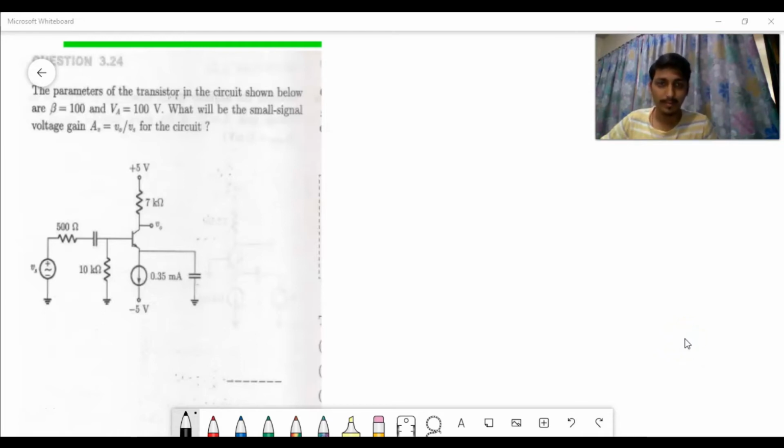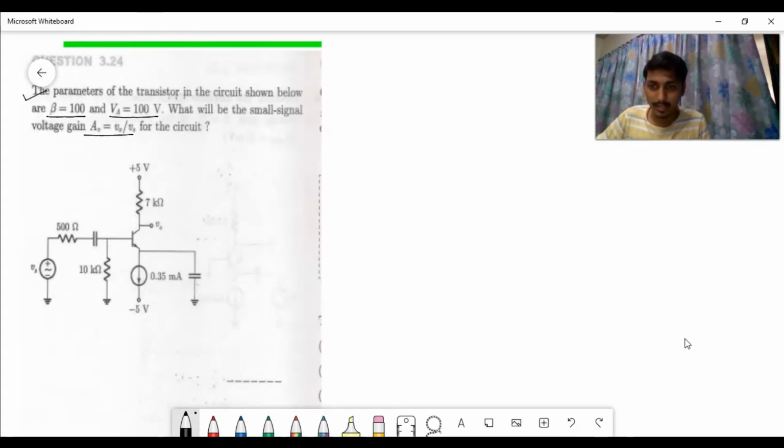A new kind of problem, which is a small signal voltage gain. The parameter of the transistor in the circuit shown below is given by beta equals 100. We are also provided with the early voltage VA equals 100 volt, and we have to find the small signal voltage gain, that is nothing but AV equals V0 by Vs for this circuit.